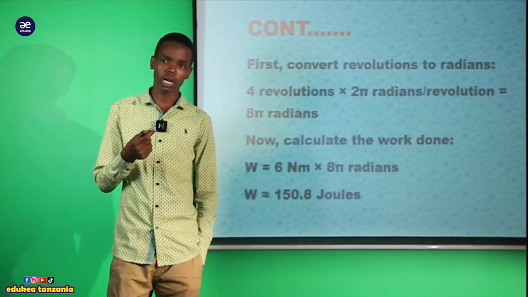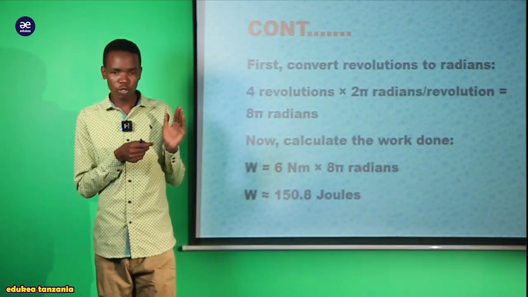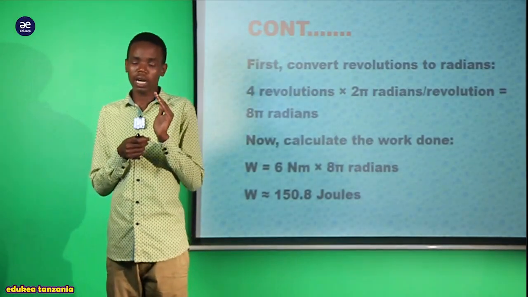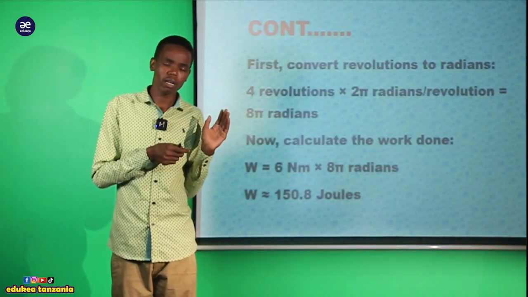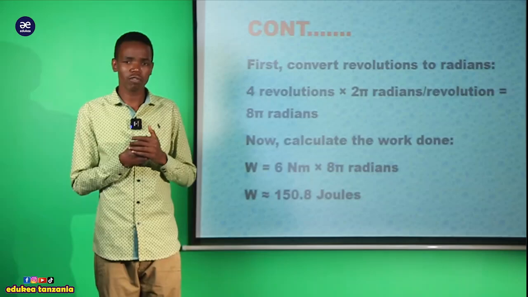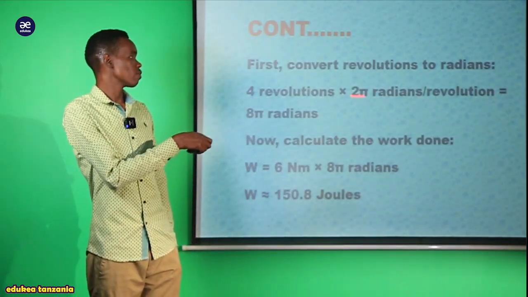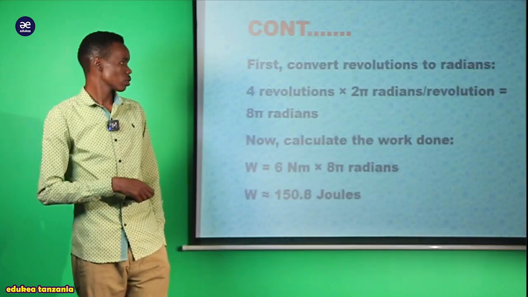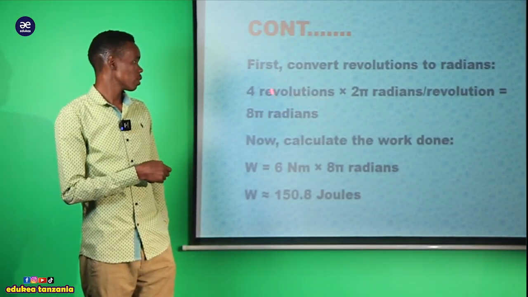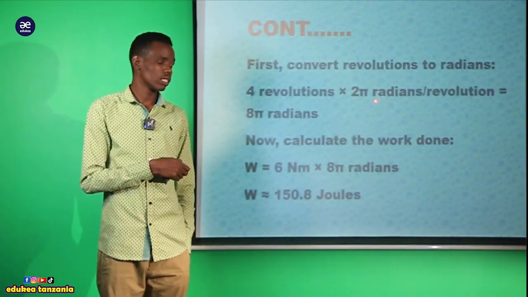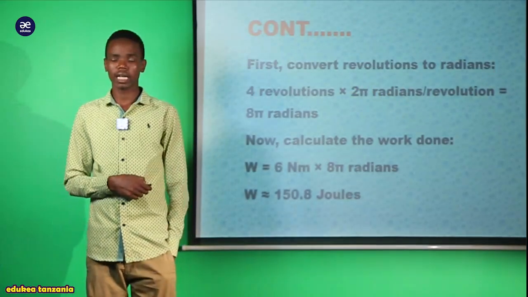We are supposed to record that when we convert, 1 revolution equals 2 pi radian. Now, how many radians are there if we have 4 revolutions? After converting, we do cross multiplication, and we find that 4 revolutions times 2 pi radian divided by revolution.